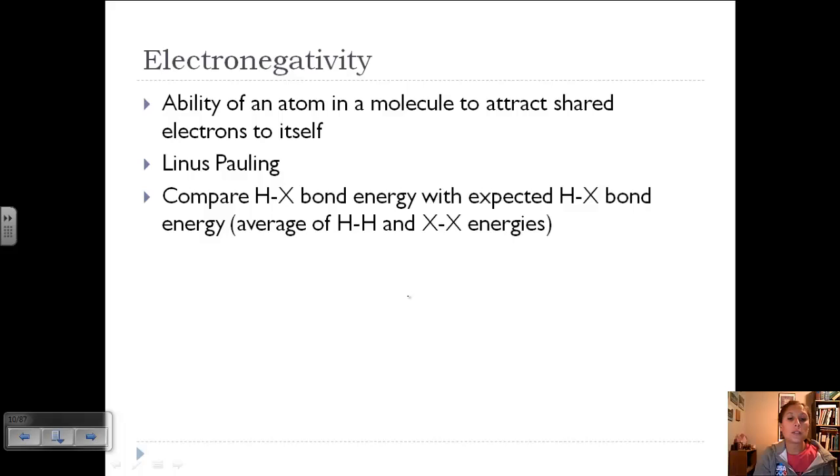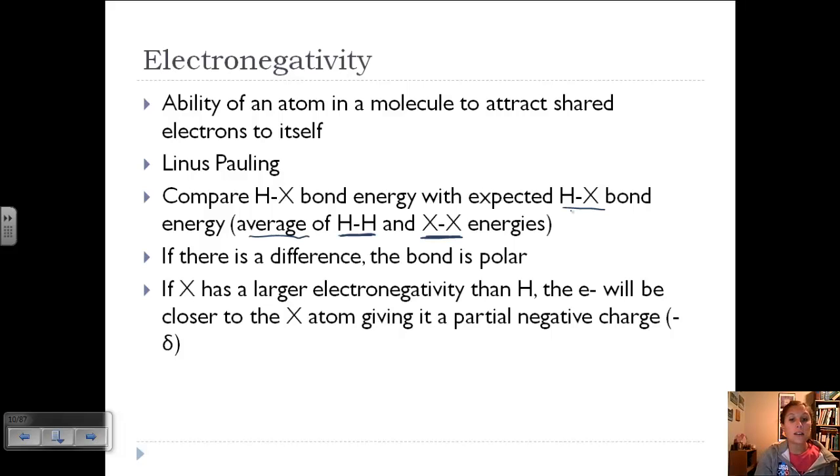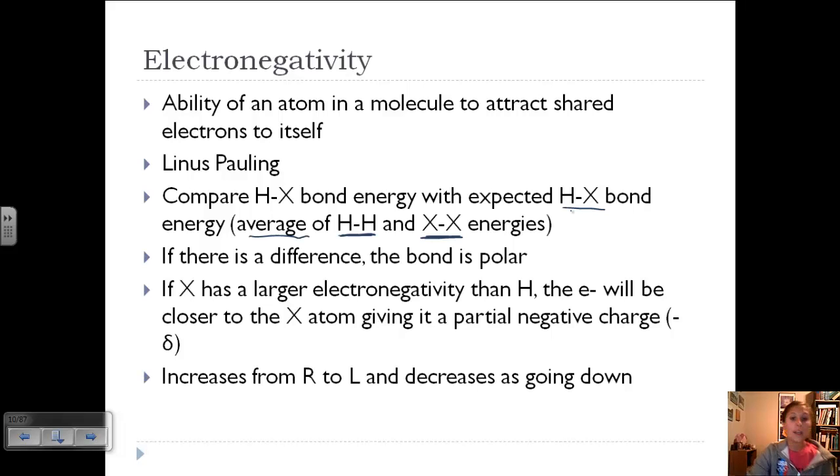Basically what we do is compare an H to X bond energy, with X representing an element, with the expected H to X bond energy. And how we get the expected is by taking the average of an H to H and an X to X bond energy. That becomes our expected, and we compare that to the actual. If there is a difference, we say that the bond is polar. So if X has a larger electronegativity than hydrogen, the electron is going to be closer to that X atom, giving it the partial negative charge, like we talked about with the fluorine in the previous example.